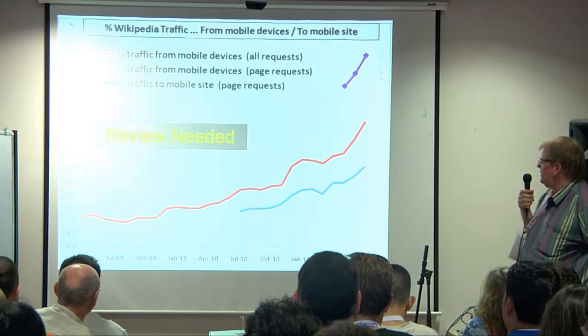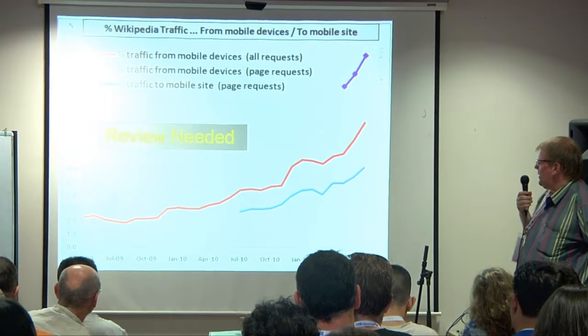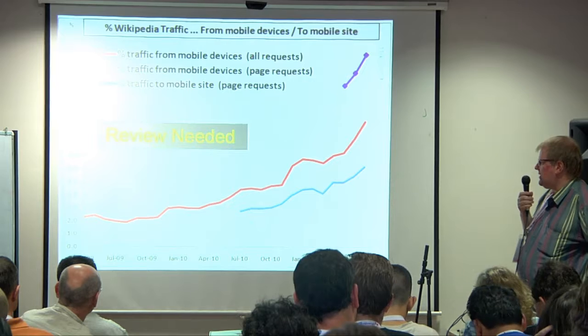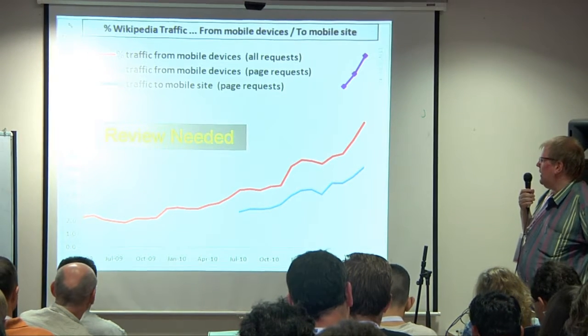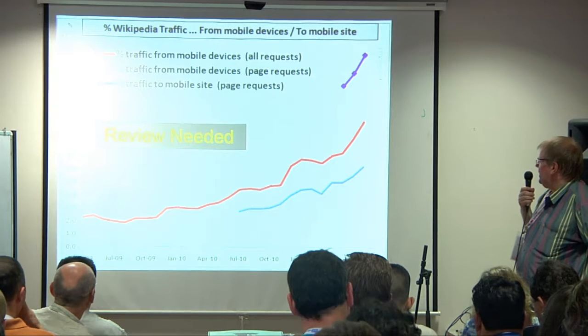Next to that, we count the number of requests coming from mobile devices to anywhere. It might be to our mobile site, but it might be to our main site as well. That's the red line.